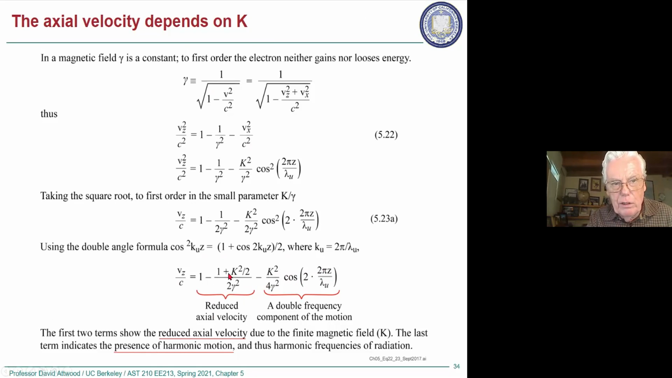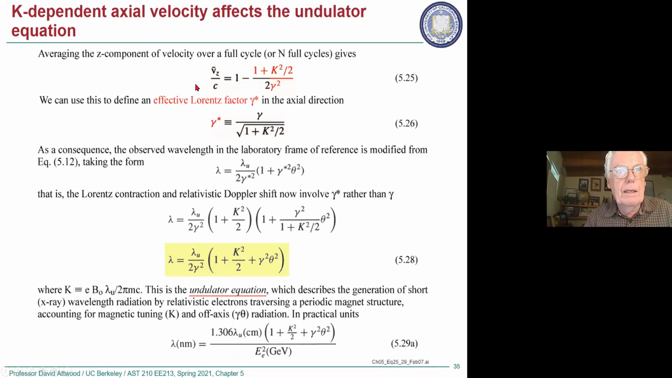And so when we average over a cycle, we'll get an average velocity in the z direction, which is just this term. Okay. So here's our z velocity averaged over one cycle or n cycles. And this is what it looks like. This is just a copy of what was there at the bottom, leaving off the cosine double angle.